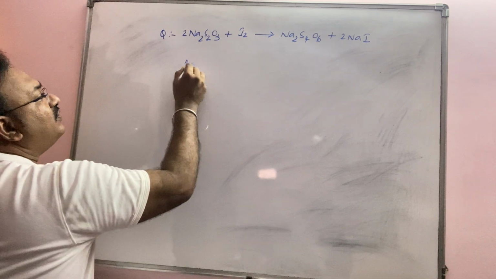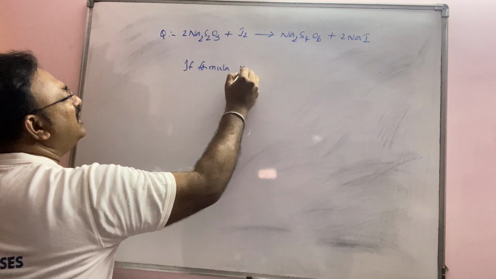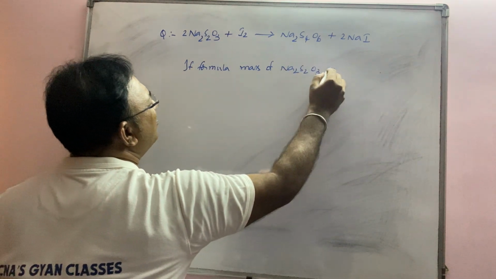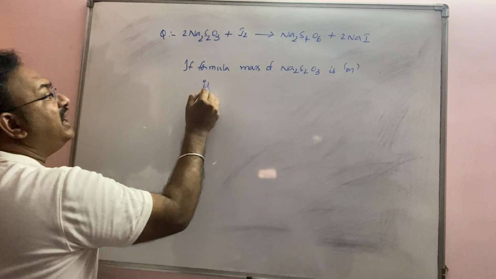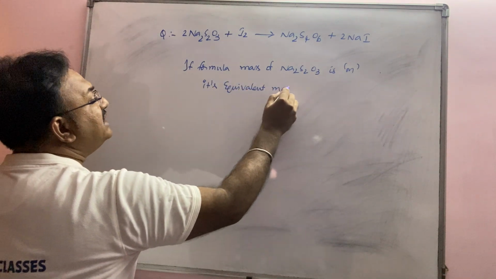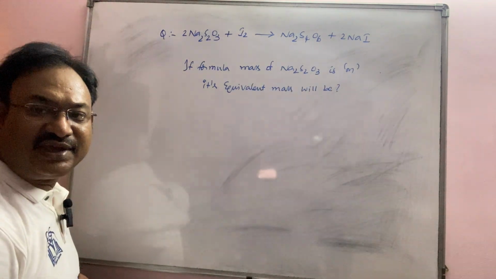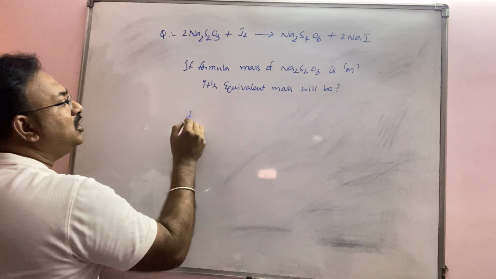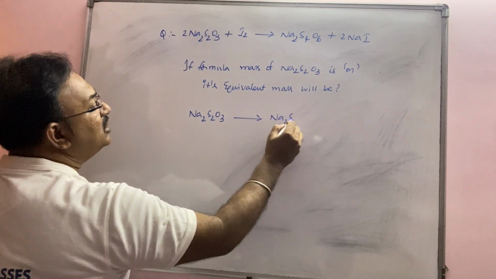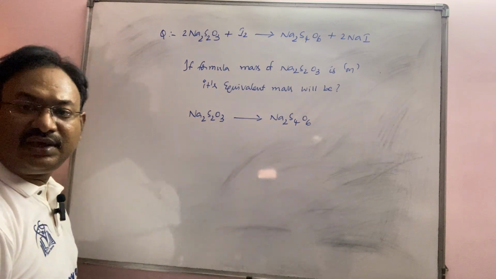Now, if formula mass of Na2S2O3 is M, its equivalent mass will be how much? If formula mass is this much, then what is its equivalent mass? So you just take the oxidation number method, just find the oxidation state change. So hypo is converted to sodium tetrathionate. That's what I have taken.